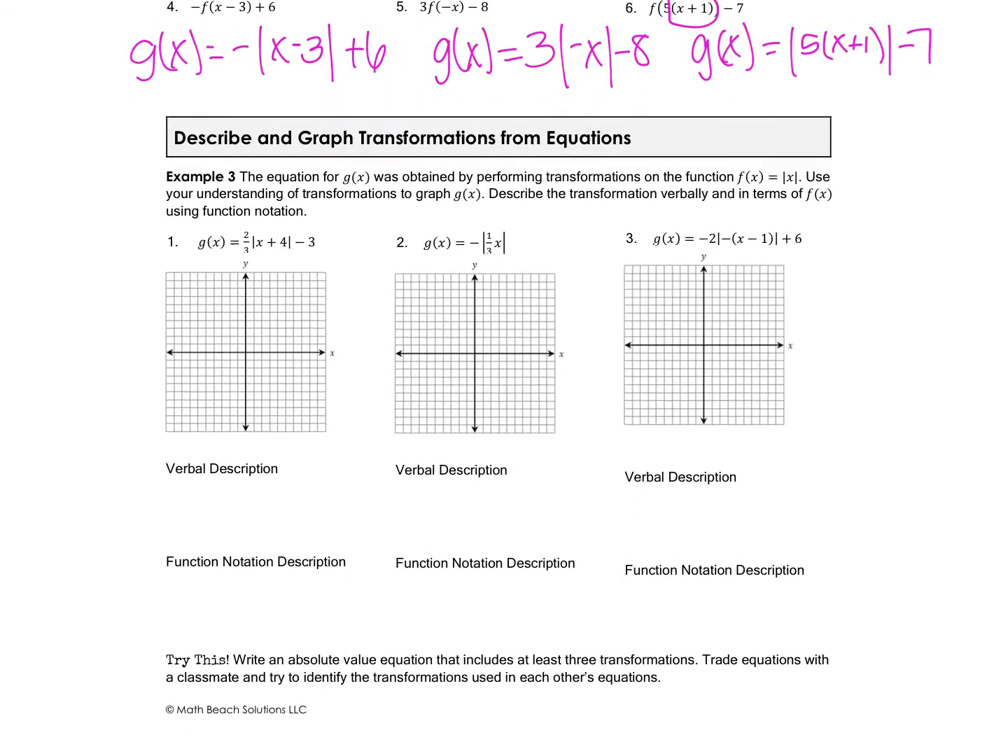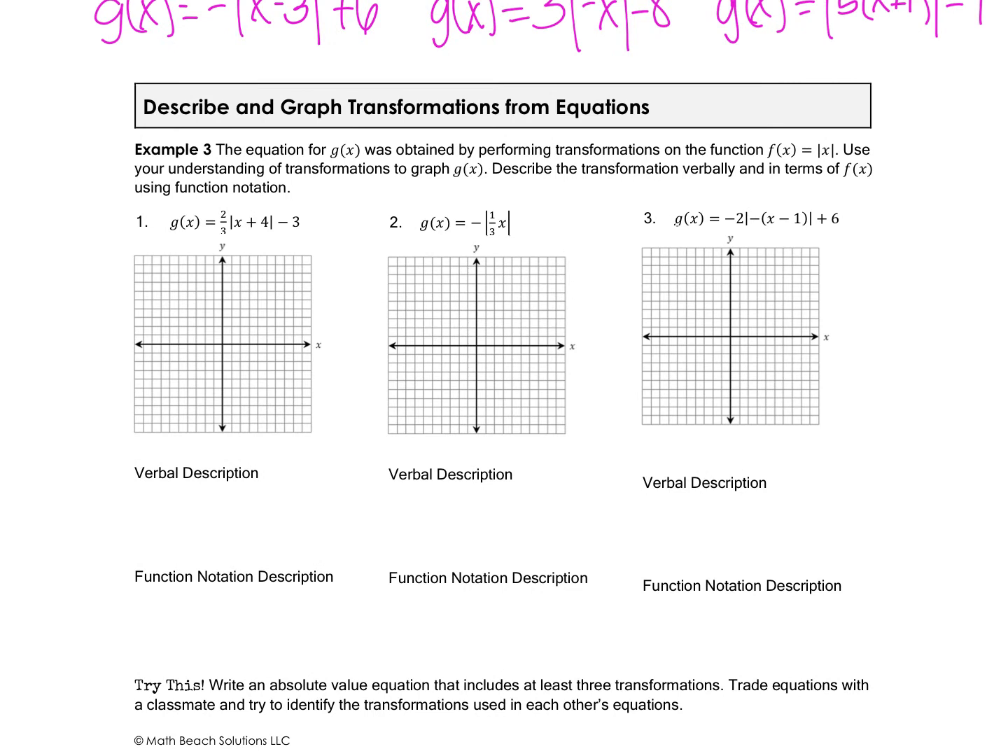On these last three, we're going to be describing and graphing transformations from equations. So we're going to be given the equation, we're going to come up with a verbal description, and that will help us with graphing. So I want you to do that before you graph because it'll be easier for you. So first, write down what your transformations would be looking at your equation.